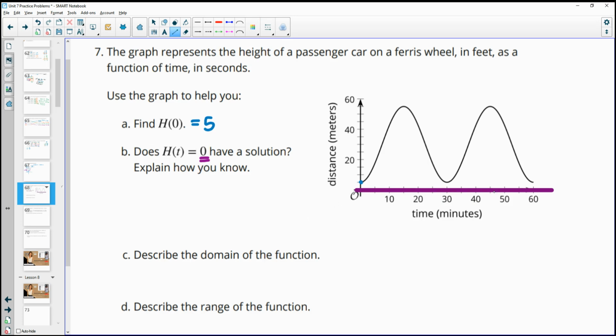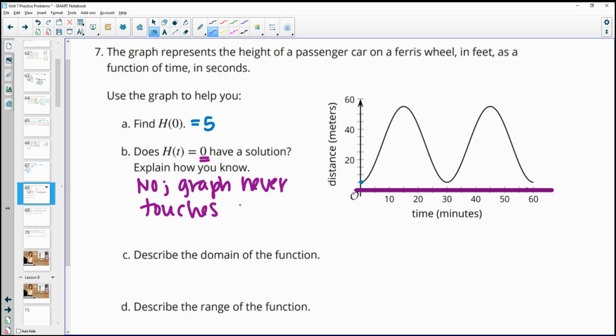And that's no. We never see it cross there. No, the graph never touches the y equals 0 line, which is the x-axis. And that would also make sense because the height of a car on a Ferris wheel shouldn't hit the ground, right? You don't want to be going up and then smacking the ground every time you go around. So you could also write that it makes sense because you wouldn't want your Ferris wheel car to hit the ground.